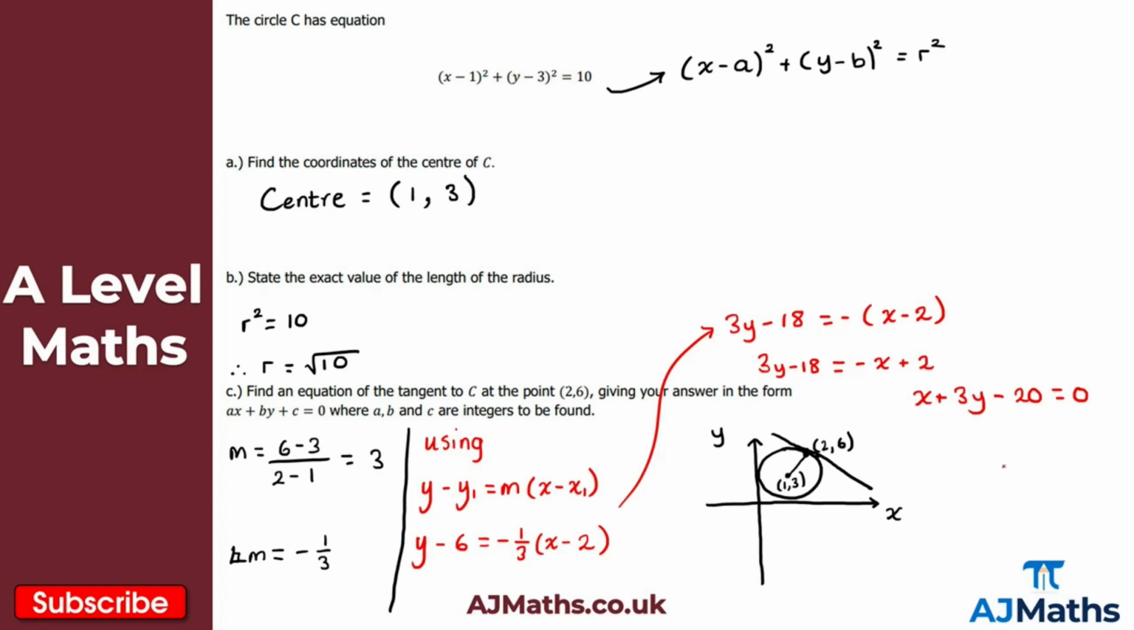So in that case, a here will be 1, and the coefficient of x is 1. So a is 1. B here is the coefficient of y, which in this case will be 3. And then c is this constant at the end here, which is minus 20. Okay, and there we have it. So that's our solution to question 4.